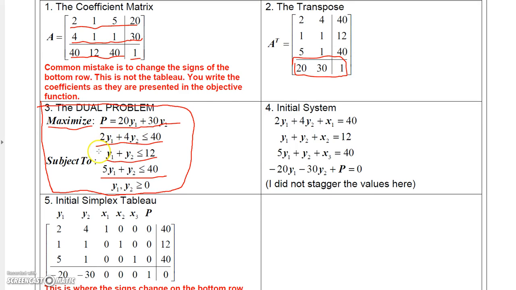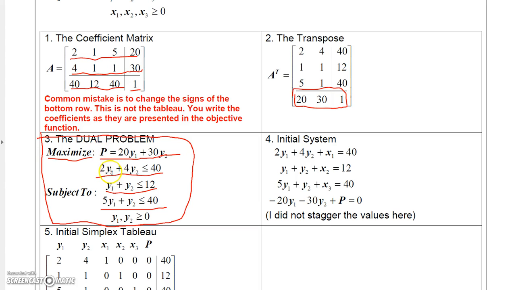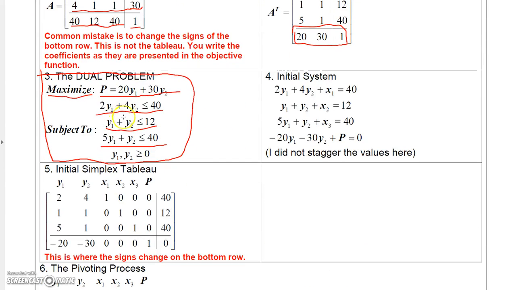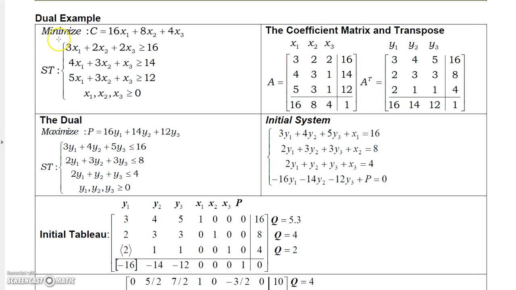That's because the number of decision variables that we end up with here are related to how many constraints we have in the original problem. Since we had only 2 greater than constraints, then we're only going to get 2 decision variables here, y1 and y2. So that's another example. That completes the second example of setting up the dual problem. Okay, I'll show you one more.